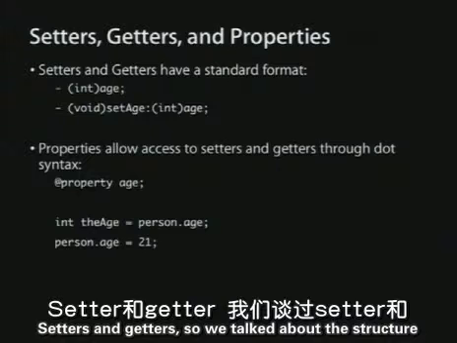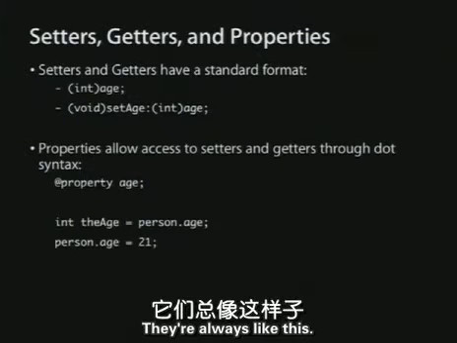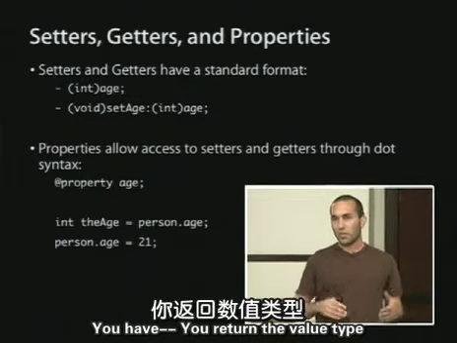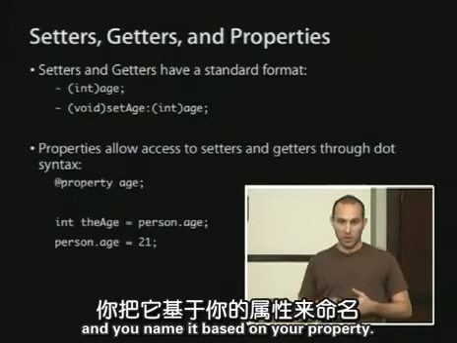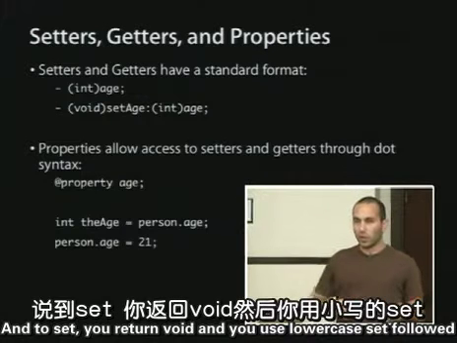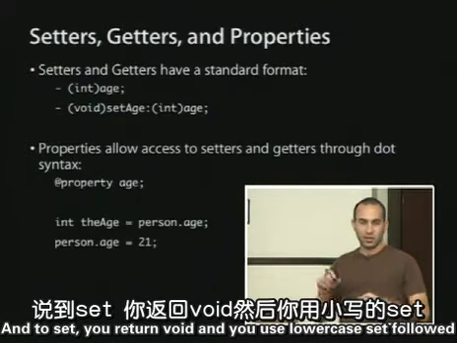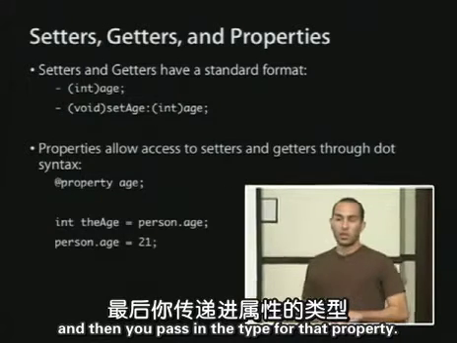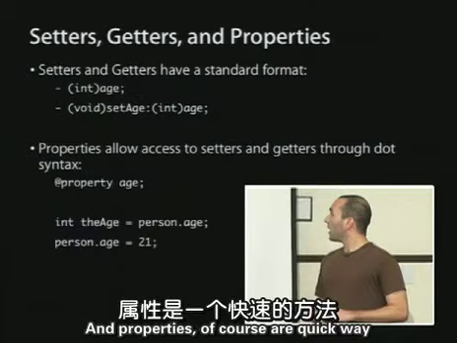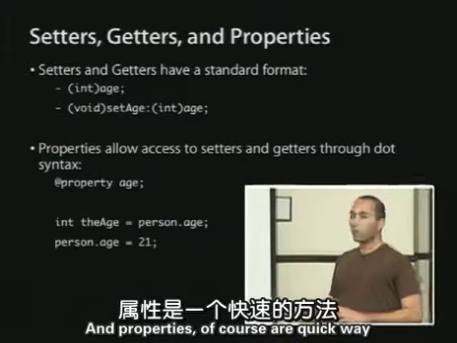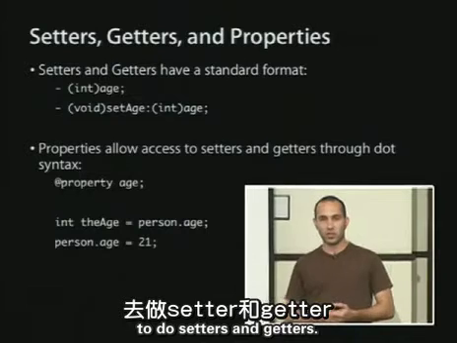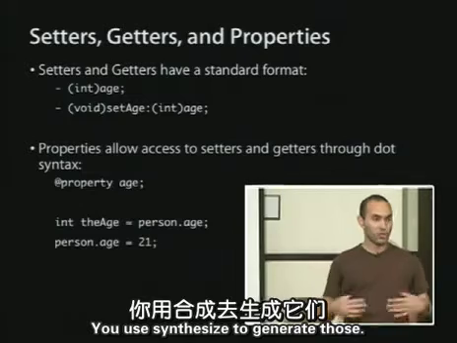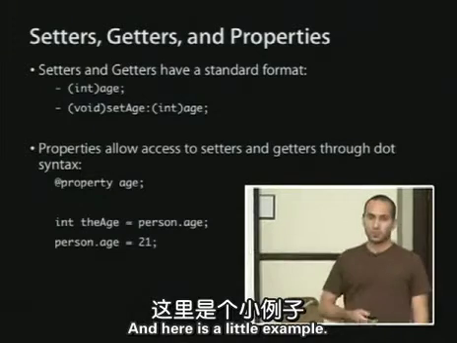Setters and getters. So we talked about the structure for setters and getters. They're always like this. You return the value type, and you name it based on your property. And to set, you return void, and you use lowercase set followed by the uppercase first letter of the property, and then you pass in the type for that property. And properties, of course, are a quick way to do setters and getters. It's a convenience feature in Objective-C 2. You use synthesize to generate those, and here's a little example.